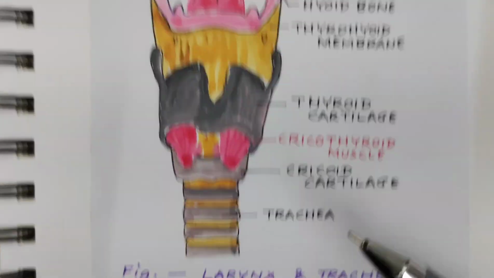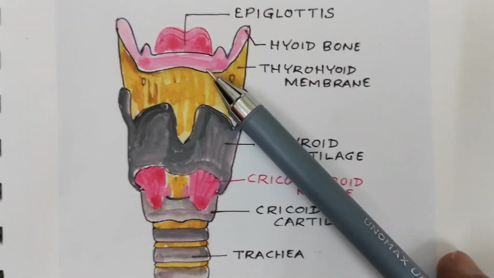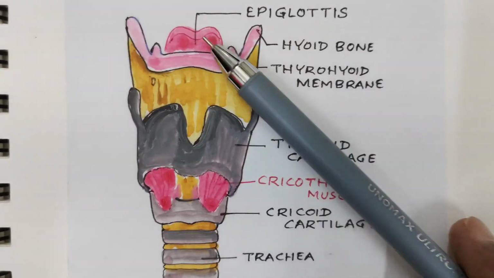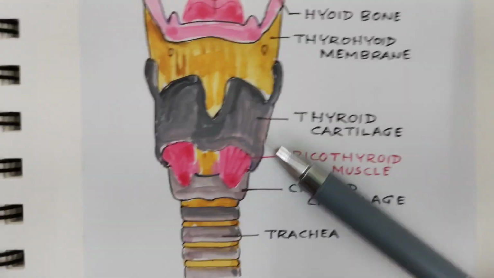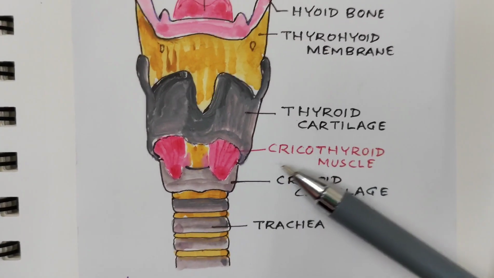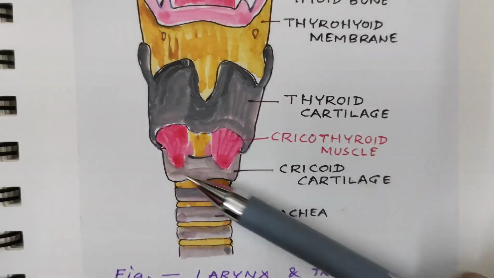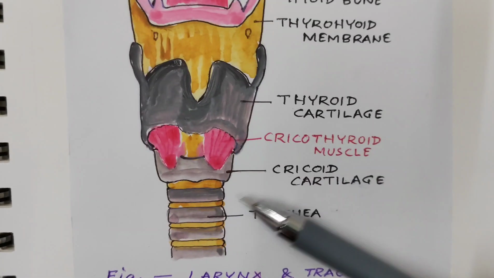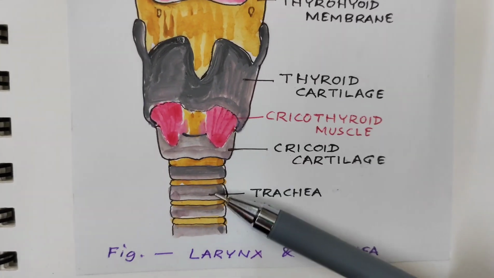Now coming to the larynx and the trachea. See, this is the hyoid bone of the tongue. This is the epiglottis. This is the thyrohyoid membrane. This is the thyroid cartilage of the larynx. This is the cricothyroid muscle. This is the cricoid cartilage. This whole thing is the larynx. From the larynx down comes the trachea. These are the C-shaped rings.